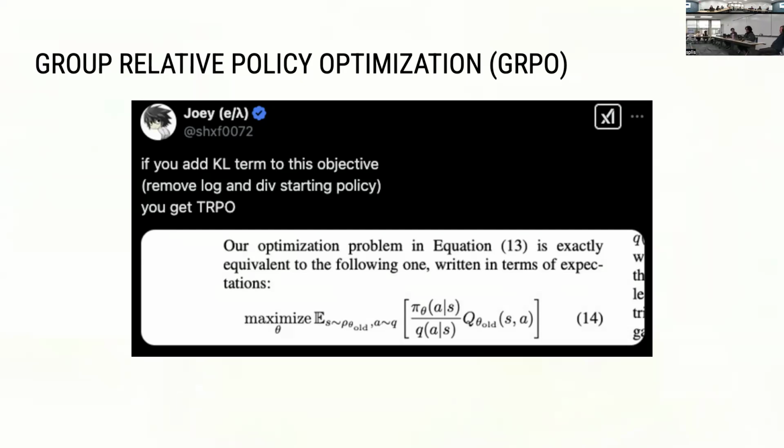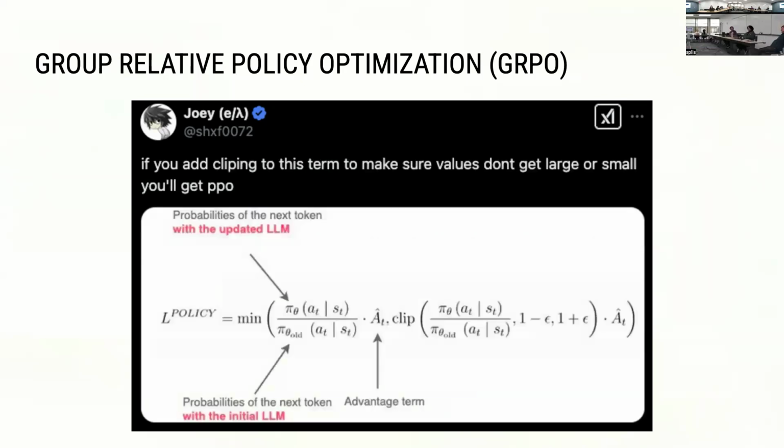Is this the approach? Yeah, don't do this approach. See, I'll spend glossing over. I make fun. It's funny. Yeah. No, it's good. And then if you instead clip this term to make sure the value is small, then you can get PPO.